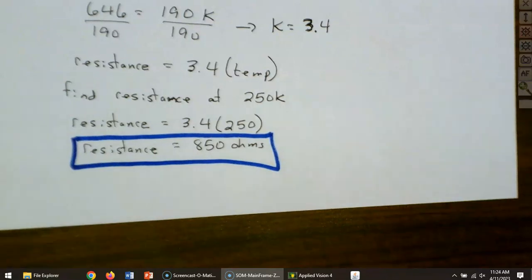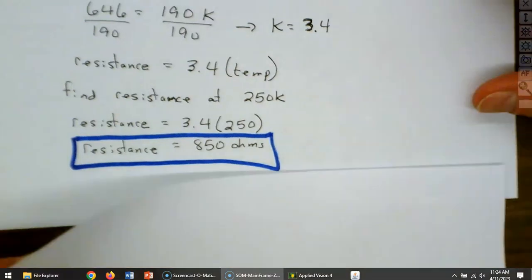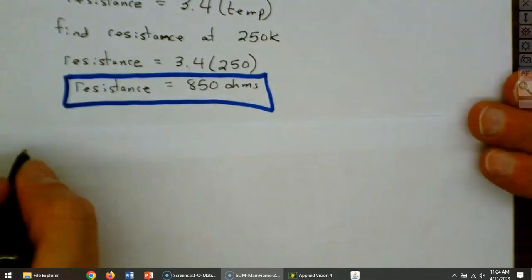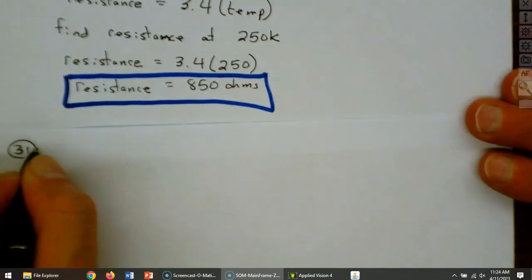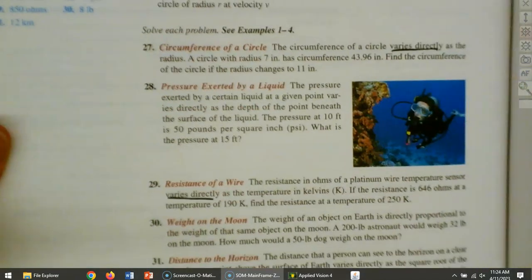Those were direct variation. One influenced the other. As the temperature went up, resistance also went up. Now let's look at 31. And this is going to be direct variation to a power, or a root in this case. So let's look at question 31.